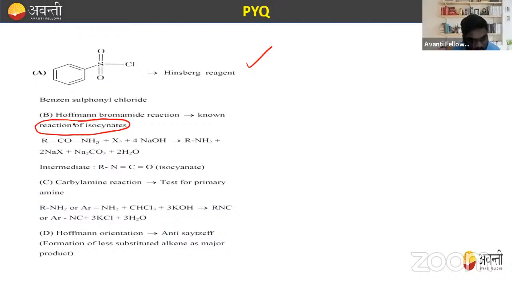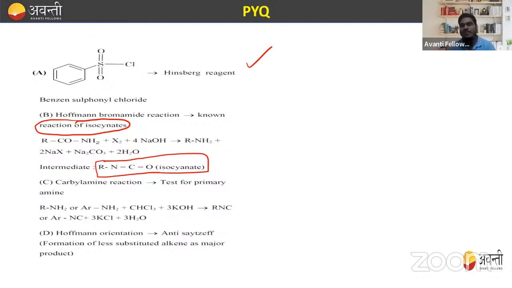Just remember this. Hofmann's bromamide reaction is known as the reaction of isocyanate. When this is treated with this, then this is formed, because in this an intermediate R-N-C-O forms, right? This is called isocyanate. That's why it is also known as the reaction of isocyanate. So Hofmann's bromamide reaction is also known as the reaction of isocyanate because the intermediate product is isocyanate. One question has already come from this topic, right?